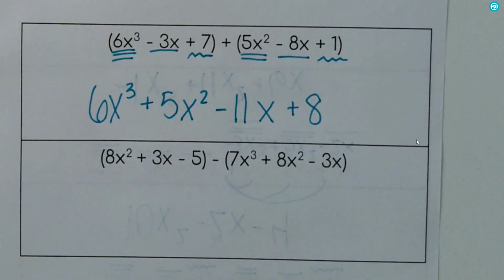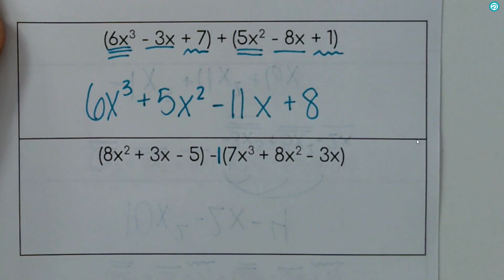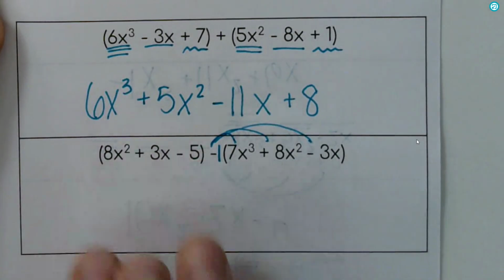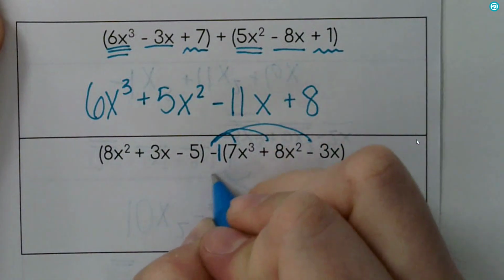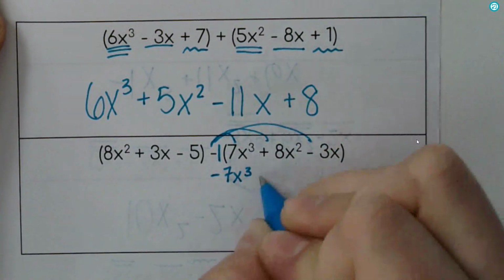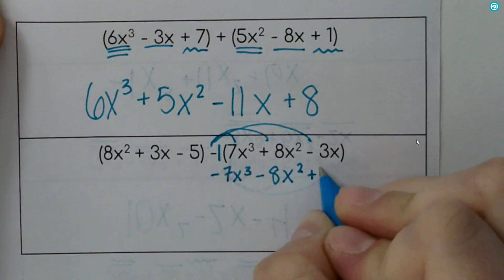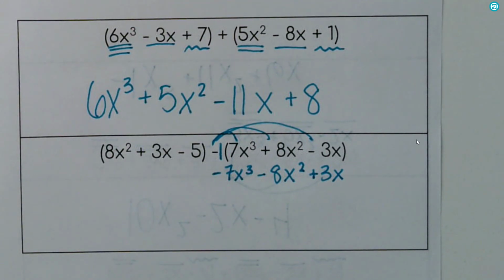Very last one for the day. We are subtracting. So there's an imaginary 1 right here. We need to distribute that negative 1. Negative 1, negative 1, negative 1. So my first polynomial stays the same. Second polynomial, I'm switching positives, negatives, negatives, positives. So I've got negative 7x cubed. I've got negative 8x squared. And then I have positive 3x. Any questions on distributing my negative?